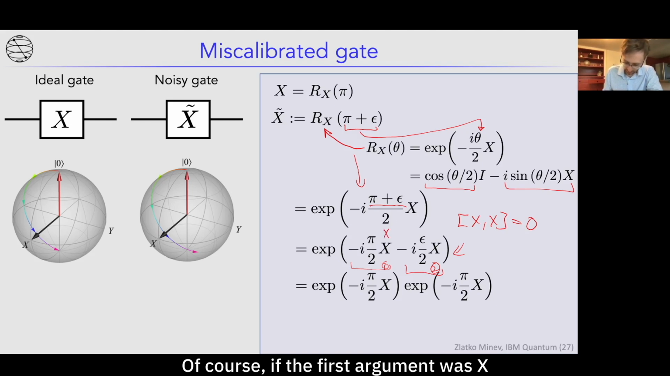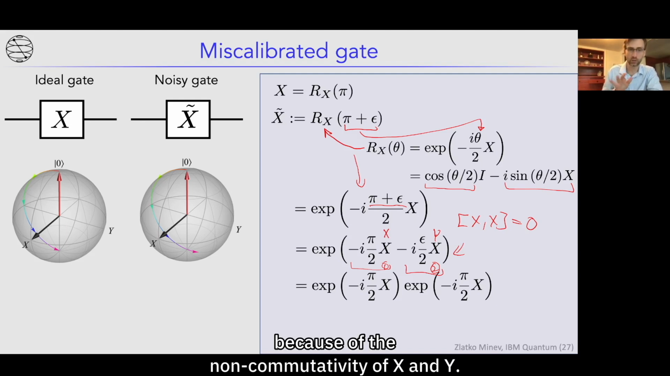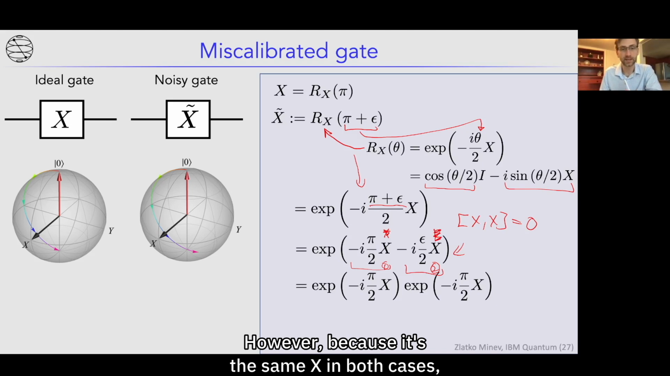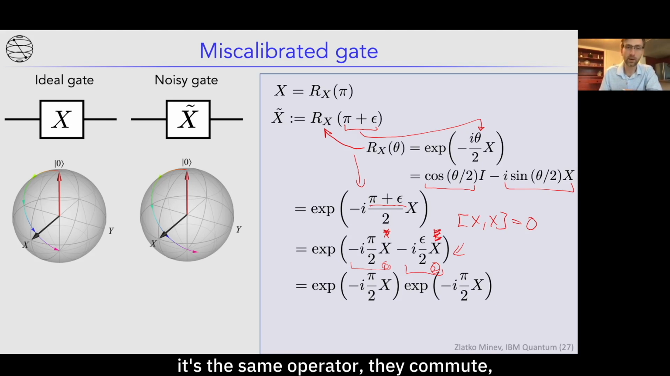Of course, if the first argument was X and the second was Y, here you couldn't do that because of the non-commutativity of X and Y. However, because it's the same X in both cases, it's the same operator, they commute, and we can break up our exponential in these two ways.